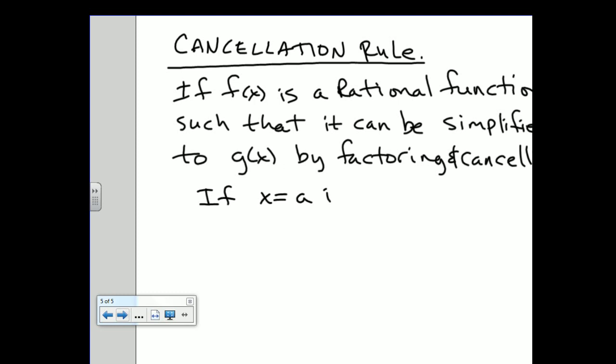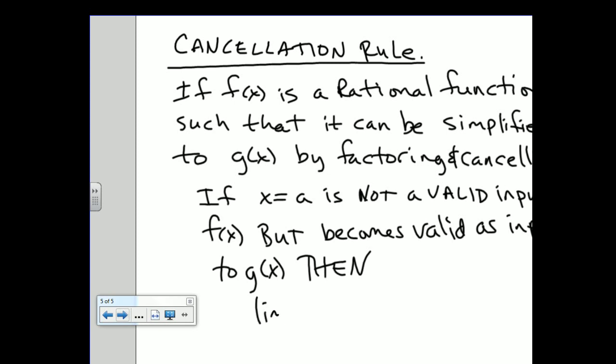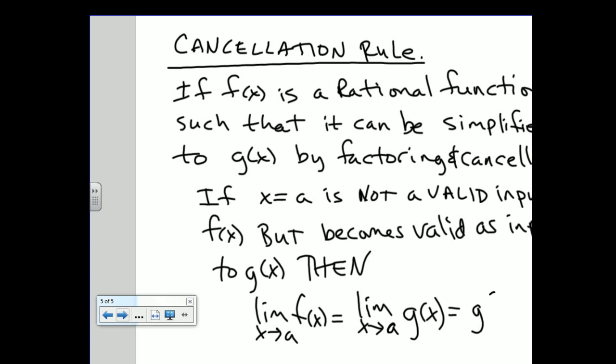If x equals a is not a valid input to f of x, but becomes valid as an input to the simplified f of x, g of x, then the limit as x approaches a of f of x will equal the limit as x approaches a of g of x, which would equal g of a. That's the cancellation rule.